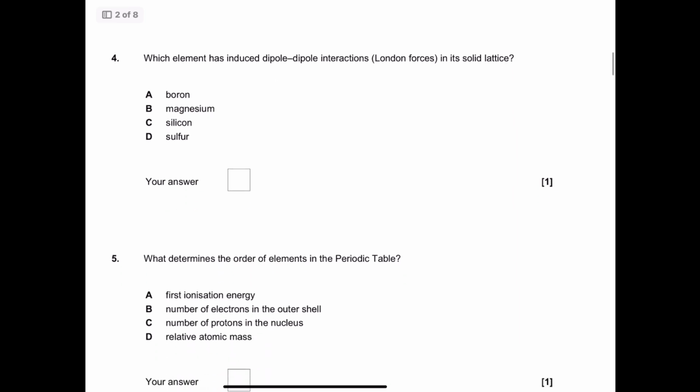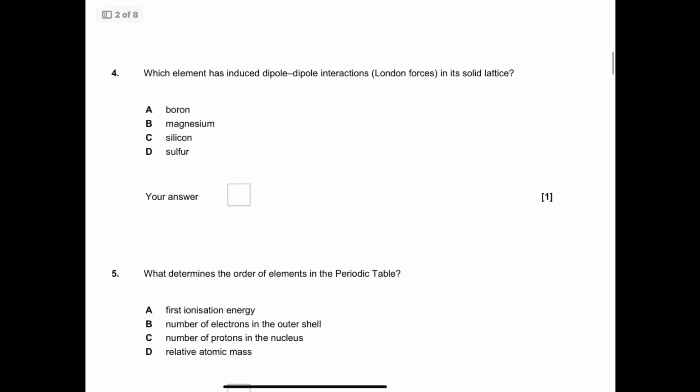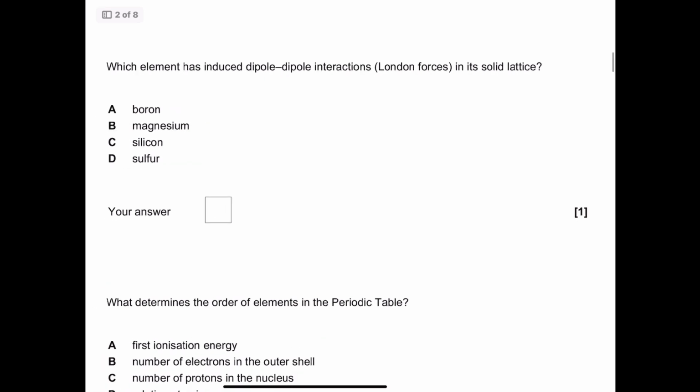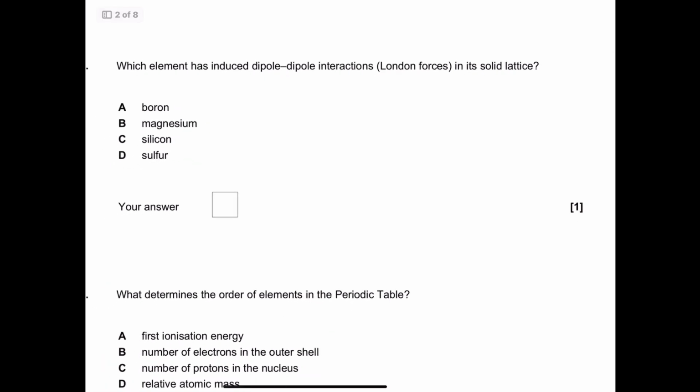Okay, 2 more here. Which element has induced dipole-dipole interactions in its solid lattice? So I just use London forces, to be honest. And whenever you see this, you should immediately be thinking that, well, it's either going to be a halogen or sulfur, which exists as S8. So you're going to have D looks like the probable answer here. Or you can have P4, which is another probable one.